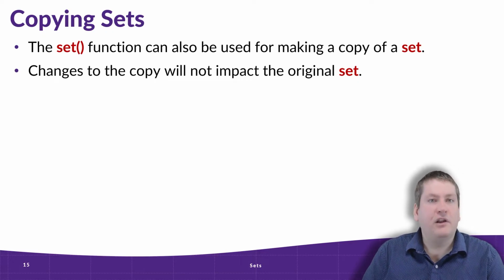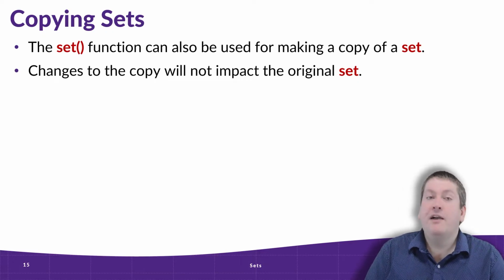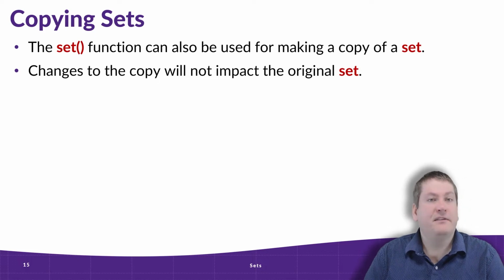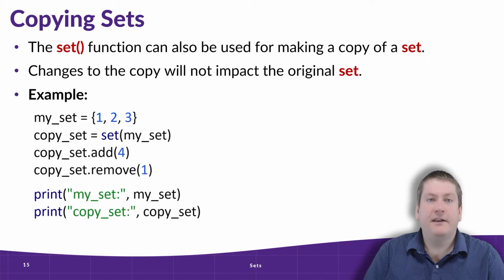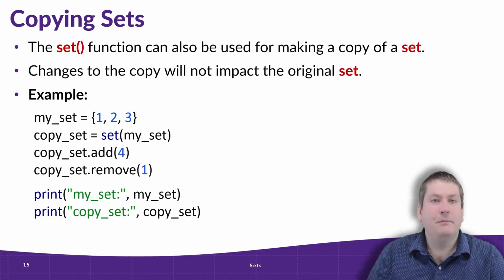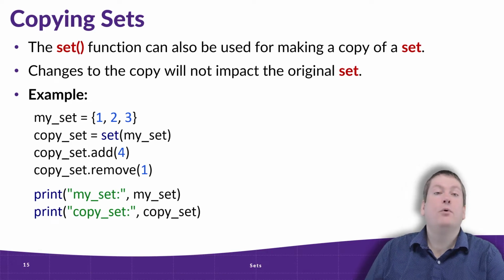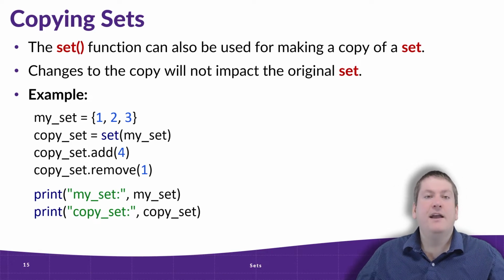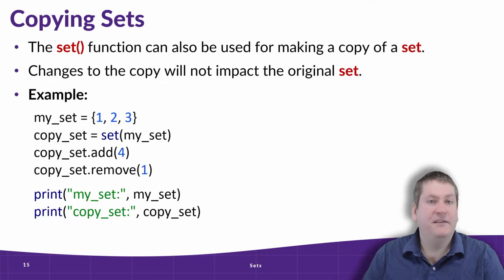Well, this is yet another use of the set function. If we provide the set function with another set, it's going to create a copy of that that won't be linked. Here's an example. First, we have my set, and it has the values 1, 2, 3, and we're going to create a copy of that set using the set function. So this doesn't copy the reference. It's not pointing at the same object in the computer's memory. It creates a whole new copy of that object and a new reference to it stored in copy set.